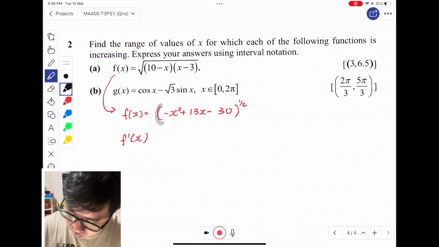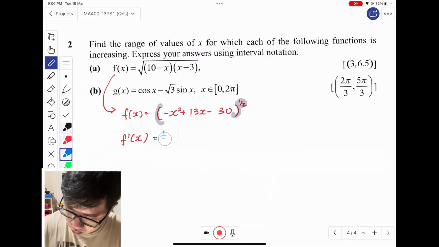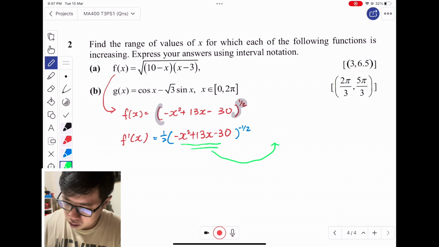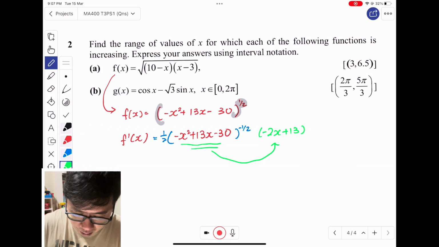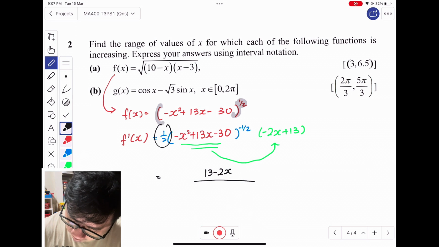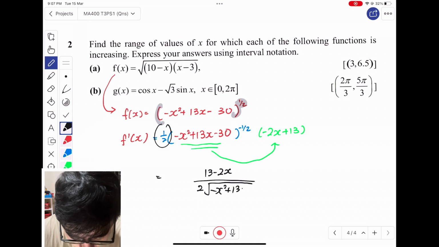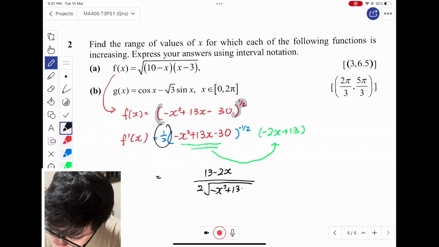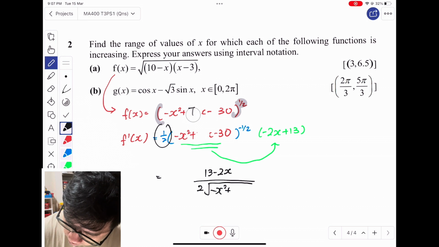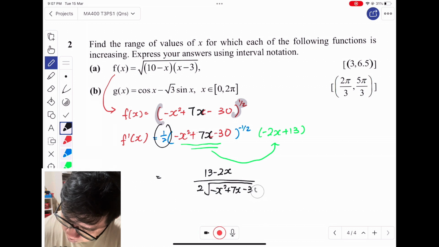So differentiating the outside, power goes to the front, just copy what is inside, then I differentiate the inside, because I'm using my chain rule. That's negative 2x plus 13, and with this, I see that my final f prime x would just be 13 minus 2x over 2, putting the half at the bottom, square root of negative x squared plus 7x minus 30. Sorry, it shouldn't be 13x, it should be 7x. My bad here. So this is our f prime x.